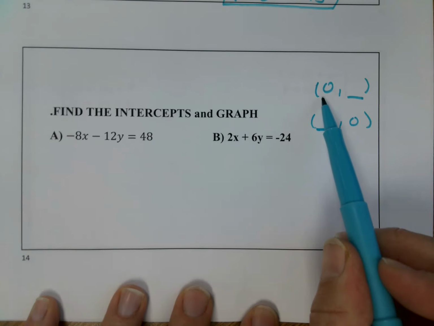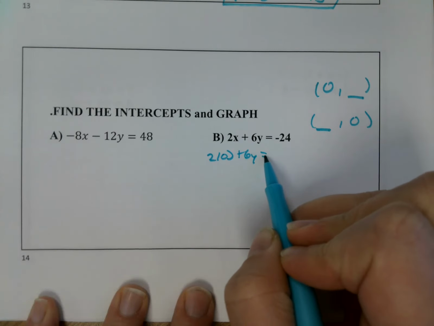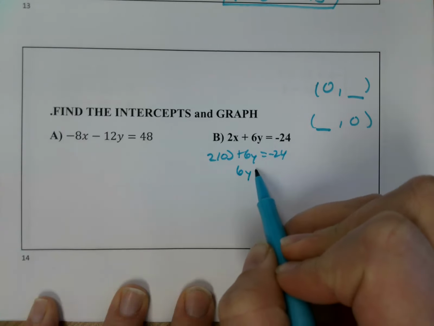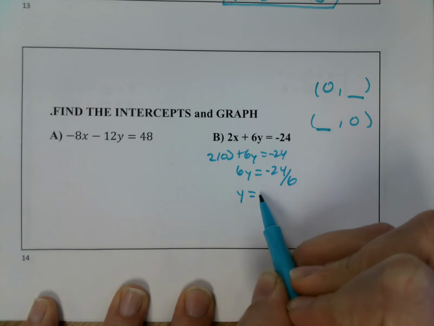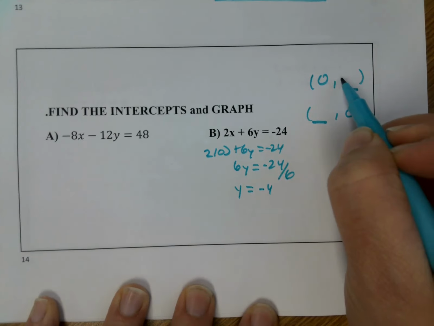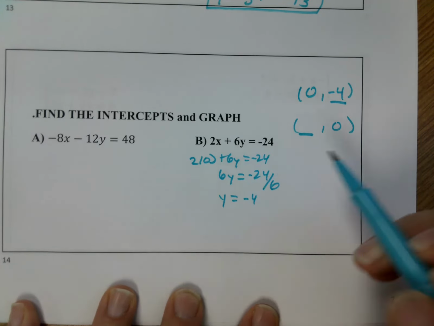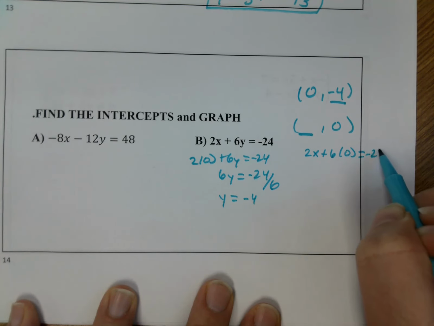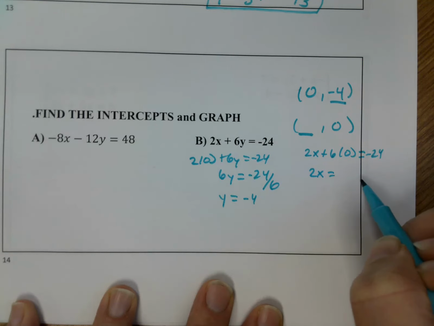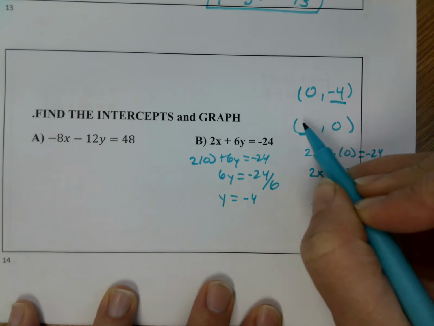So first I'm going to plug 0 in for x. So 2 times 0 plus 6y is equal to -24. I'm looking for what y is equal to, divide by 6. Y would be equal to -4. So this is one intercept. Now I do the same thing, except now I plug 0 in for y. So 2x plus 6 times 0 equals -24. 2x equals -24, divided by 2. X is equal to -12.